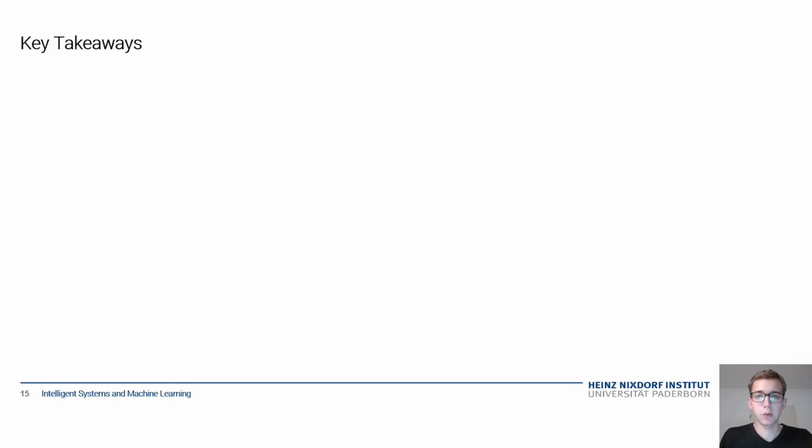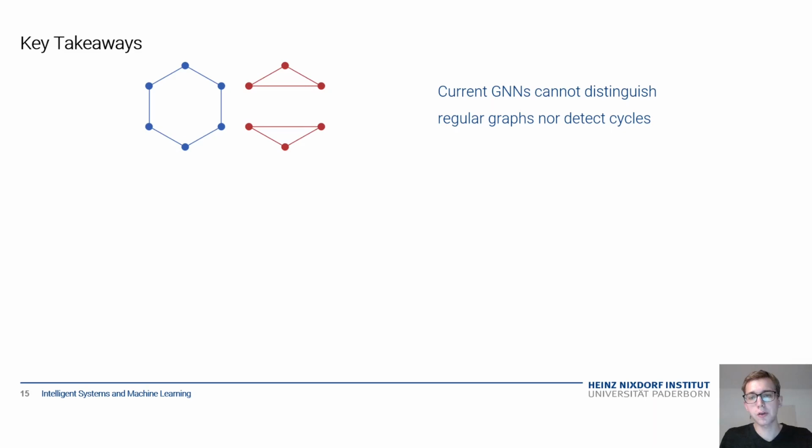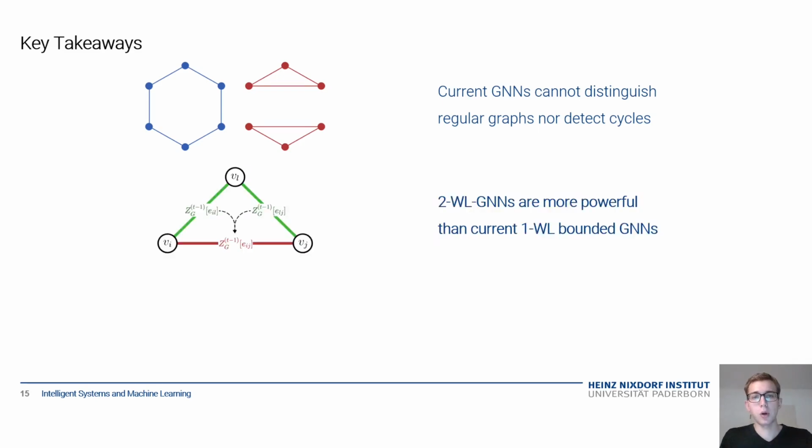So what are the key takeaways here? Well, we started off by looking at the fact that current graph neural network architectures are bounded by the one-dimensional Weisfeiler-Lehman algorithm and are therefore unable to distinguish between regular graphs and are also unable to detect cycles in graphs. To overcome these limitations, we therefore proposed the novel two-dimensional Weisfeiler-Lehman graph neural network architecture, which is provably more powerful than these existing architectures, which was also observed empirically.